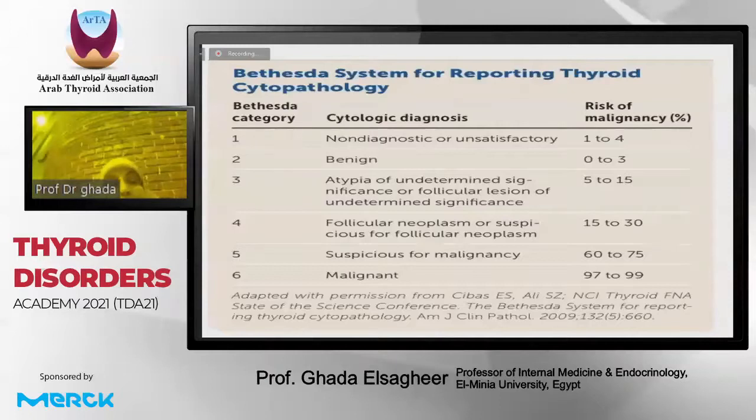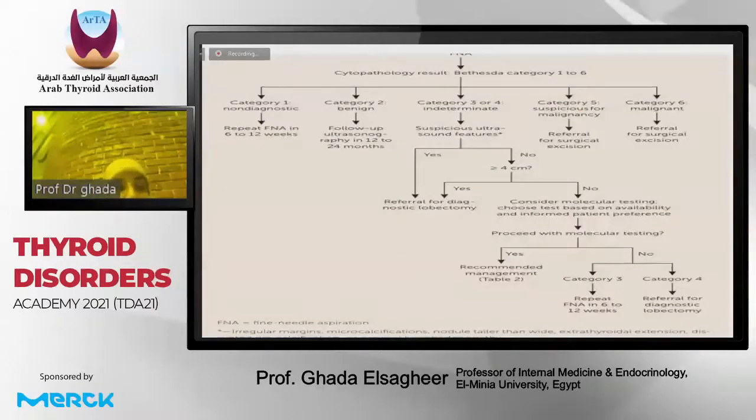So categories 3 and 4 are called the indeterminate nodule, which is the dilemma for the result of the FNA. 5, suspicious for malignancy, the risk of malignancy 60 to 75%, and 6, malignant, final malignancy, and the risk of malignancy is very high, up to 99%. So what we do according to this is the FNA, and this is what the management is after.